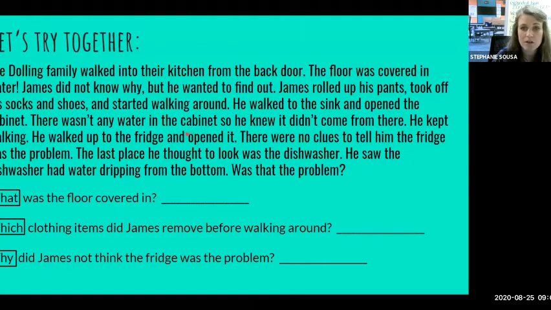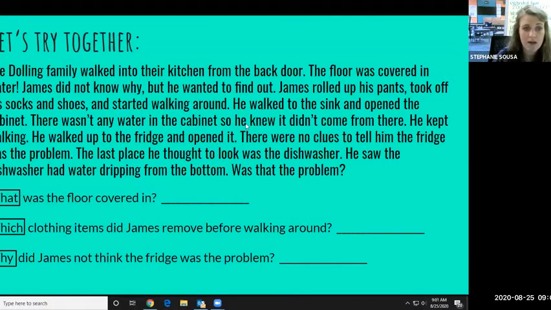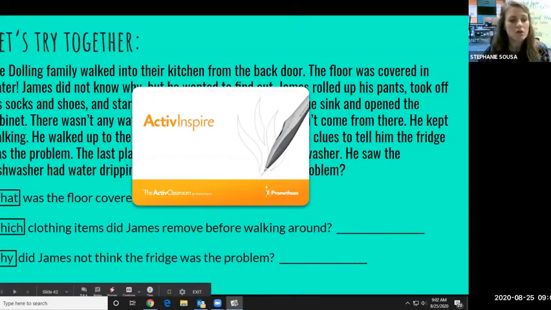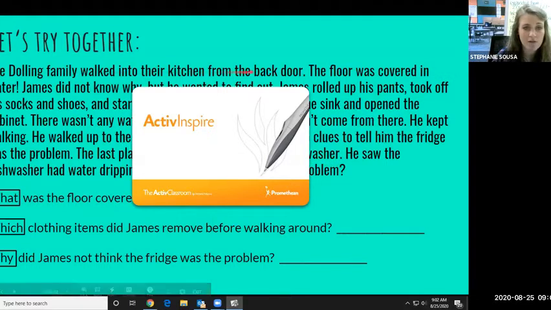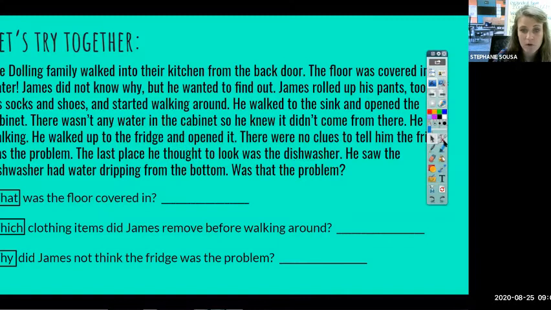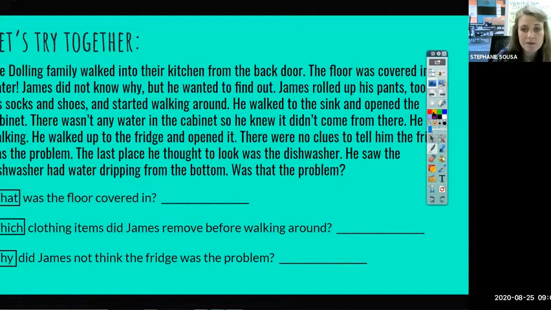I'm going to model this for you, so I'd like for you to very carefully watch with me, okay? Watch with me what I'm doing, and I need to open up a program so that I can do that. There we go. So this is a text that we've seen before. We've seen this text about the Dalling family. If you'll remember, James goes into his kitchen and there's water everywhere, and he's trying to figure out where the water came from, okay? We're going to focus specifically on those keywords and clue words.